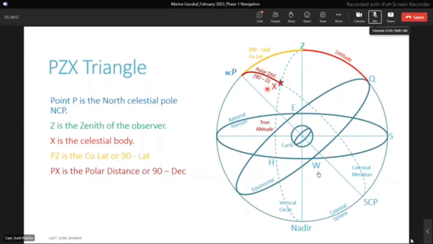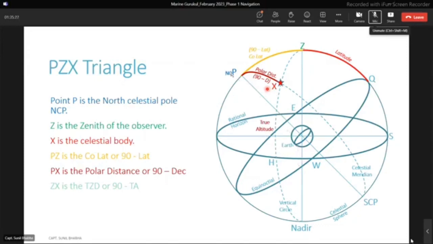Sir, one question. Sir, can you mark the declination? You want to mark the declination here, beta? Yes, sir. Can you mark it for understanding? I will mark it in the next slide. But for now, beta, you are seeing this celestial meridian? Yes, sir.